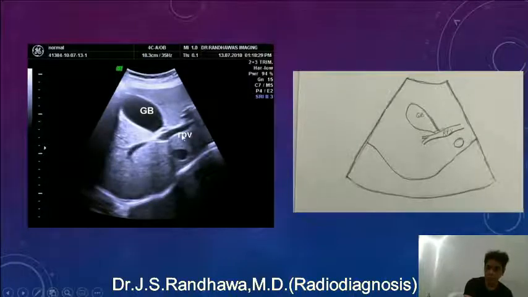Now we go on to the transverse section of the liver inferiorly at the level of the gallbladder. A line joining the gallbladder to the IVC again divides the liver into right and the left lobe. Posteriorly we have the right lobe and anteriorly is the left lobe. You can see here this whole area down posteriorly is the right lobe, here is the left lobe.